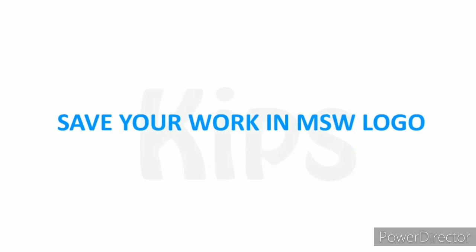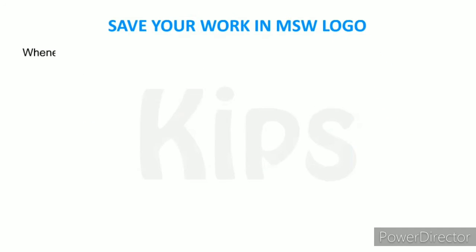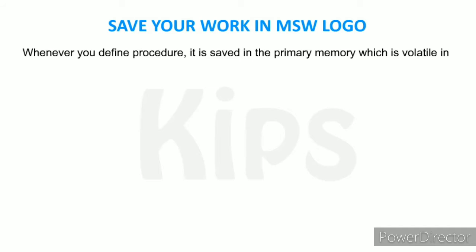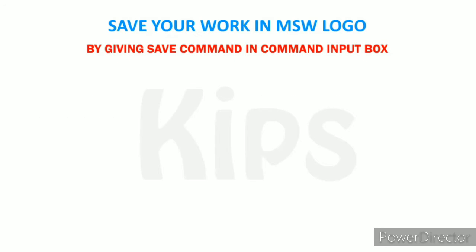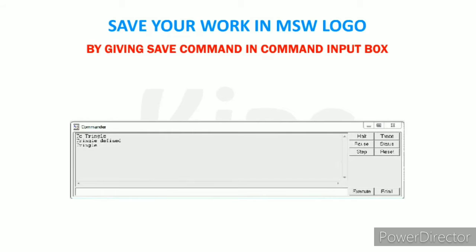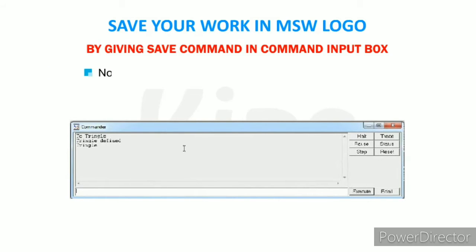Okay, now we shall learn how to save your work in MSW Logo. Whenever you define a procedure, it is saved in the primary memory, which is volatile in nature. Thus, you need to save the procedure in secondary memory to reuse it. You can save a procedure in two ways. First way is by giving the save command in the command input box. Click on the input box to make it active and type save procedure name and enter. Note that the name should be preceded by double quotes.